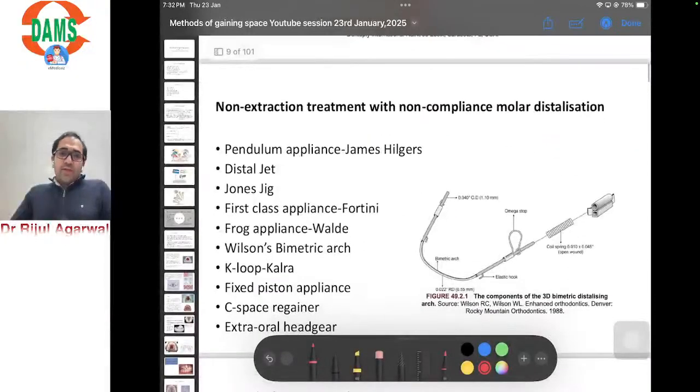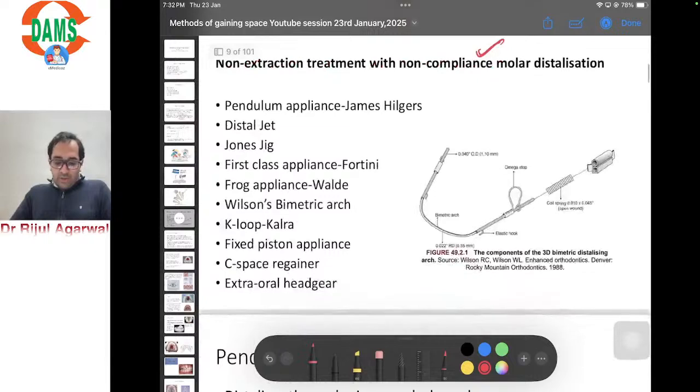Okay, so the next method is the non-extraction treatment with non-compliance molar distalization. So it is a molar distalization method. Various appliances which are used for molar distalization are, the first is the pendulum appliance. This was given by James Hilgers. Next, distal jet, Jones jig, first class appliance which was given by Fortini, frog appliance which was given by Voigt.